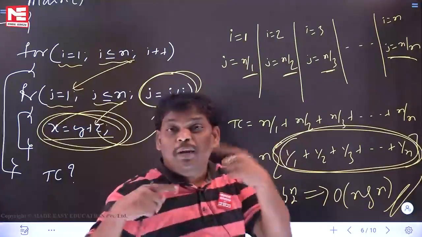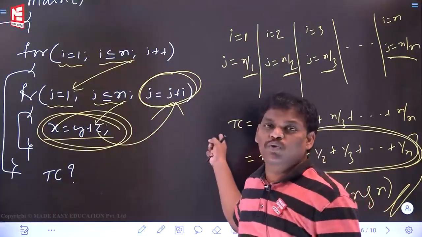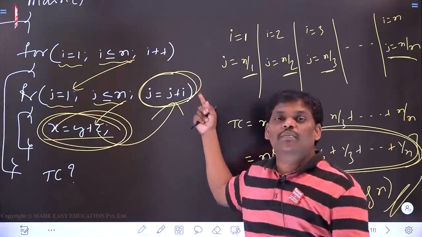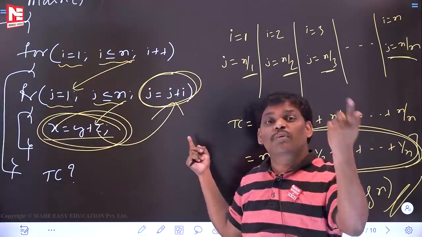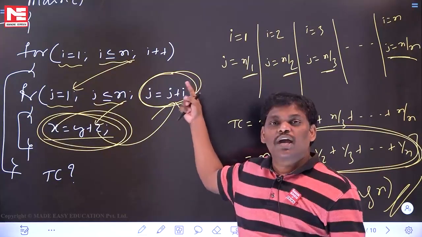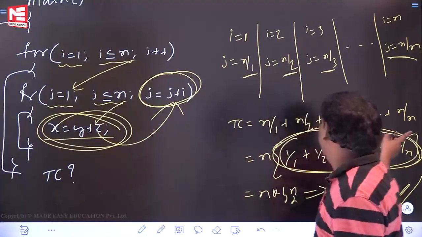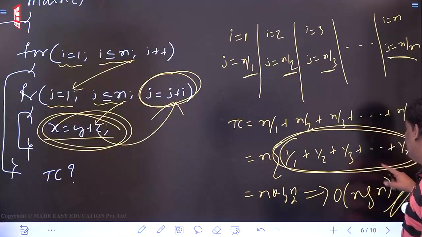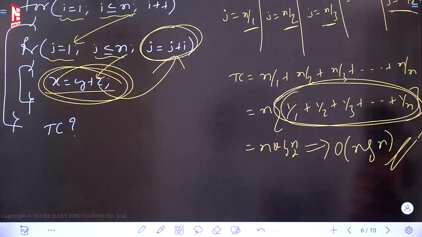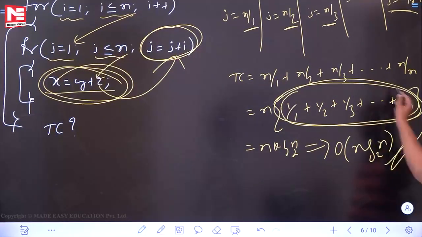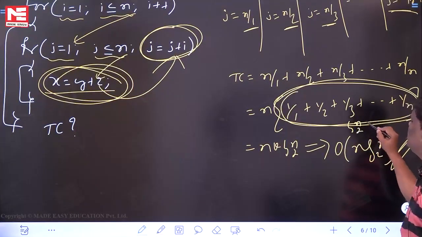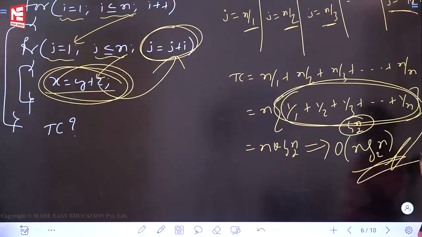Some people are asking, if there is a dependency, how should I do it? Just check what is going on. I equal to 1, J runs how many times? n by 1. I equal to 2, J runs n by 2. I equal to 3, J runs n by 3. It is like the dependency. One series came, solve it. The answer is n log n, log base 2. This is the log n base 2 series, so n log n is the answer for this.